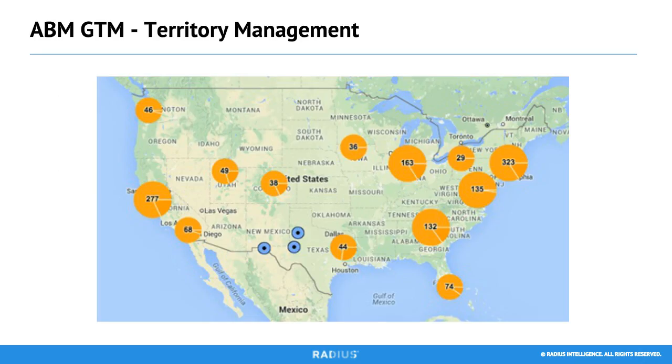Finally, once we have that target account list, we lay the accounts over our geographies to help us understand our territory management planning. We also use this data to help us do field event planning, so we understand if we pick certain cities, we'll have a larger pool and a larger ability to be successful based off of the number of target accounts that are in each of these territories, and really helps us make sure that we are driving the most ROI for each of our programs.